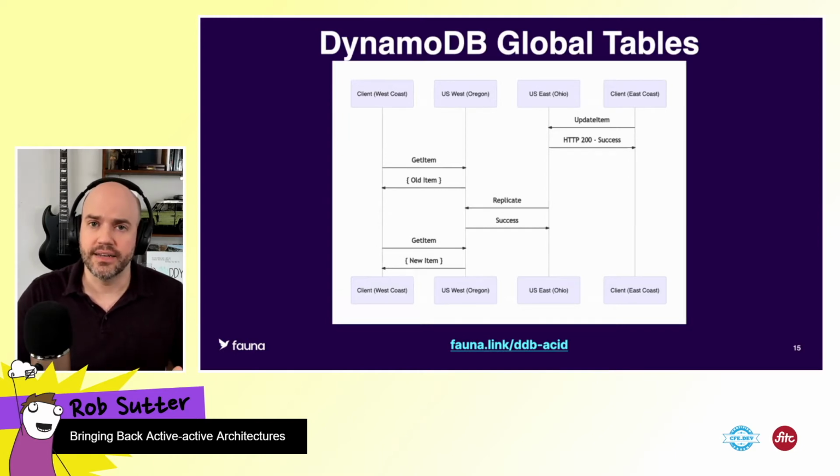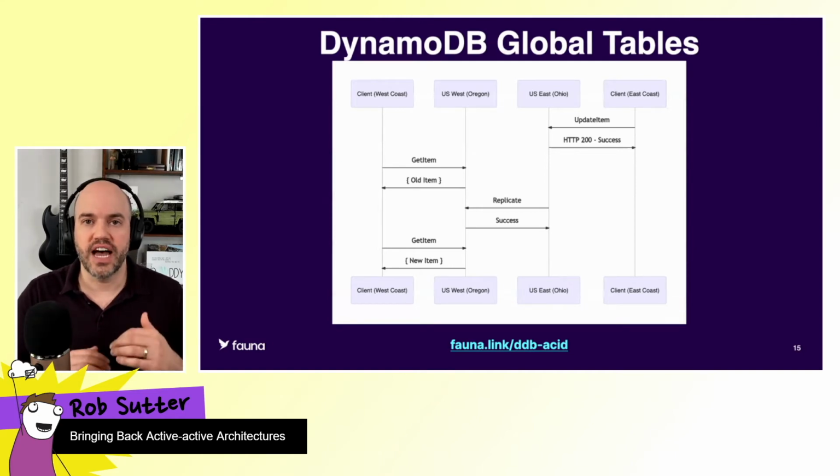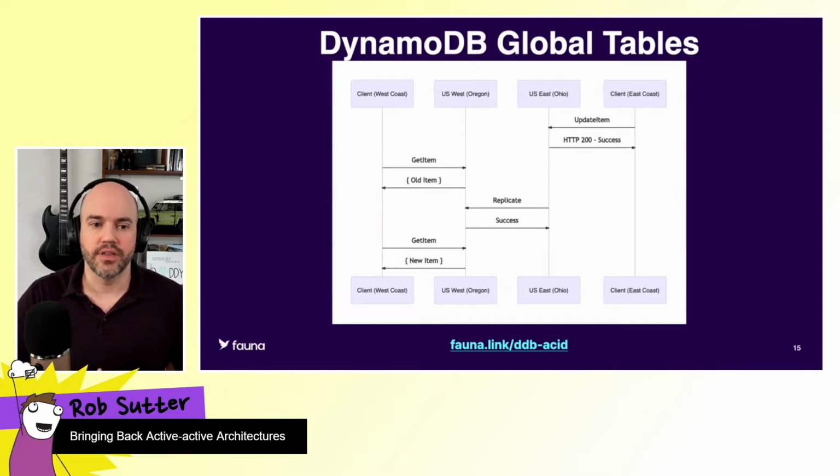So when you make an update in the East, someone requests that item in the West, there's a period of time where they might be getting the old item. And that can create issues in your application if you haven't planned for it in advance. To learn more about transactions with DynamoDB, specifically their capabilities and their limitations, check out the link that we provided here on this slide, fauna.link/dynamo/ddb-acid. And again, the same principles hold when you're looking at Cosmos DB with global access on Azure, Firebase, GCP. All of these same capabilities are available.